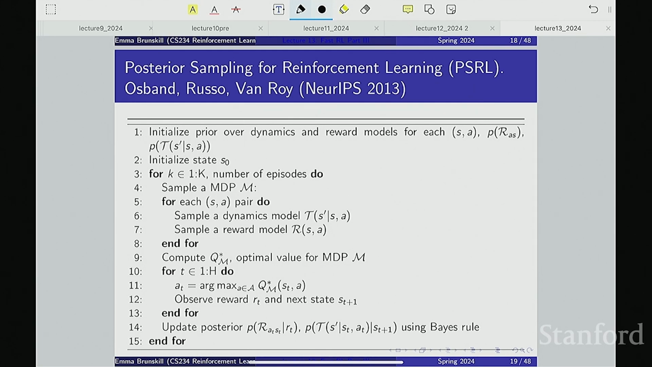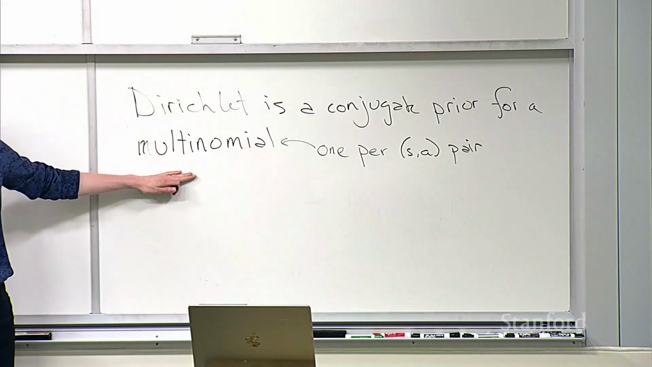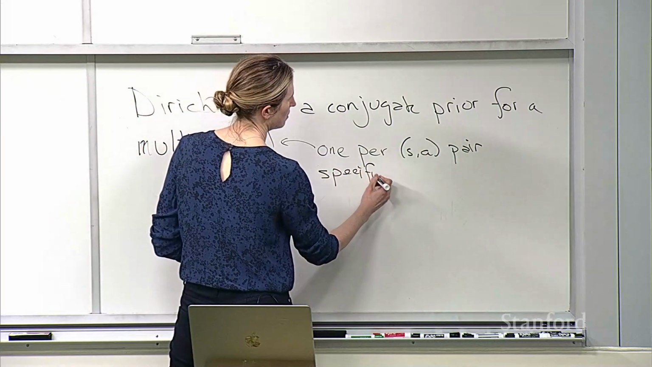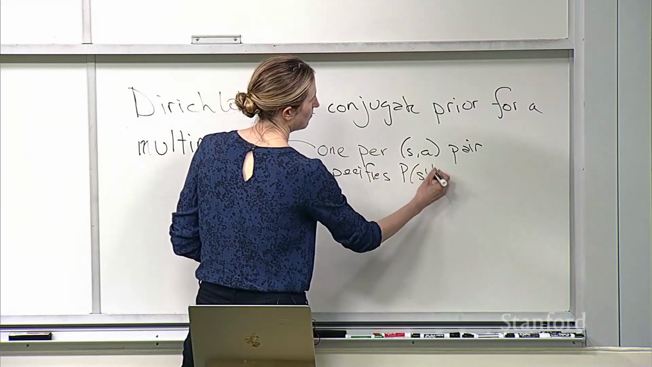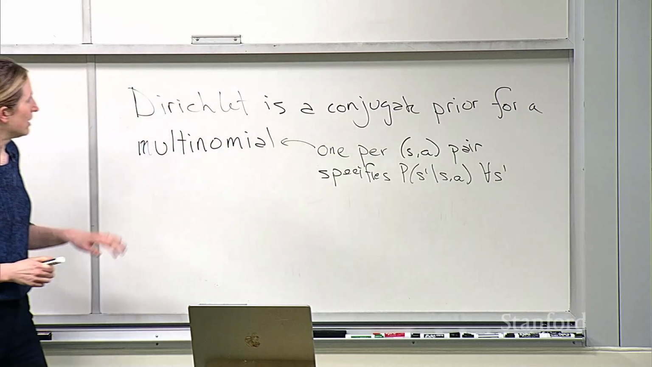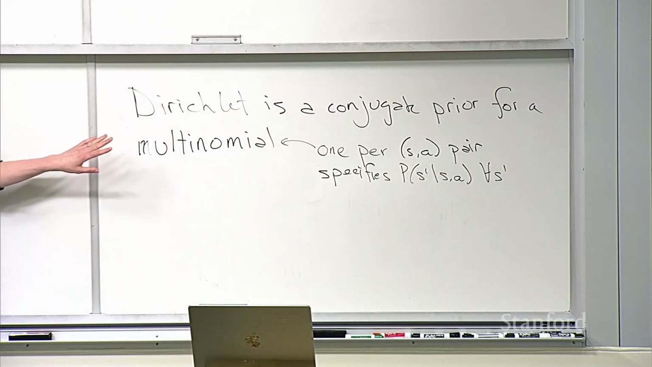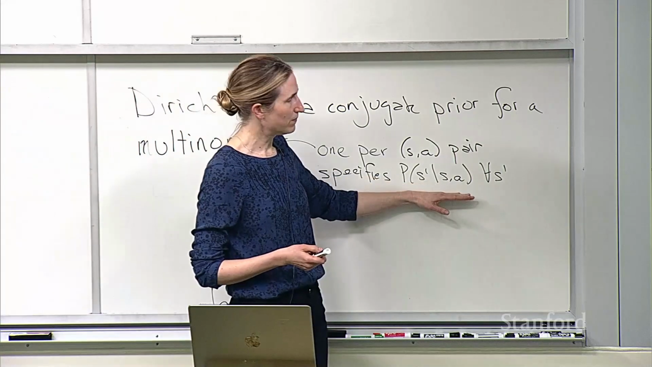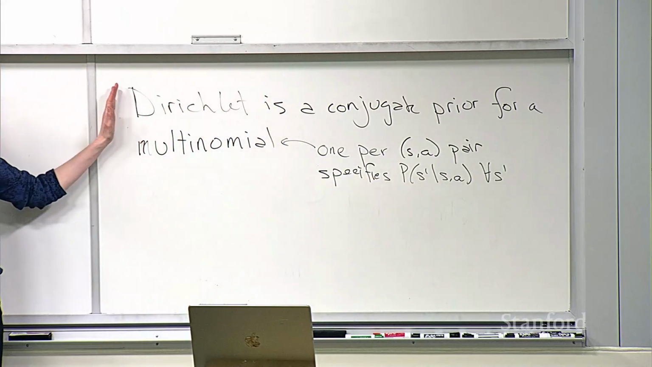We are now in the Bayesian setting, and so we would have one per SA pair. This specifies our probability distribution over all the next states. That specifies P of S prime given S and A for all S prime, and it has to sum up to 1. That's the multinomial part. The part where we're being Bayesian is we're assuming we don't know what all these parameters are, and so we have a prior over them.